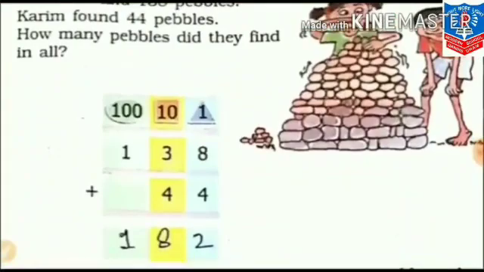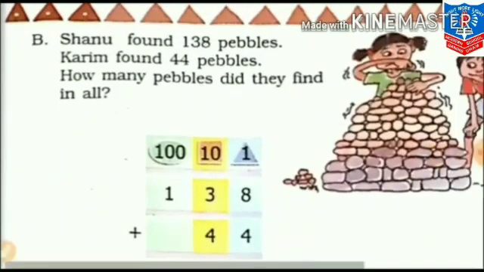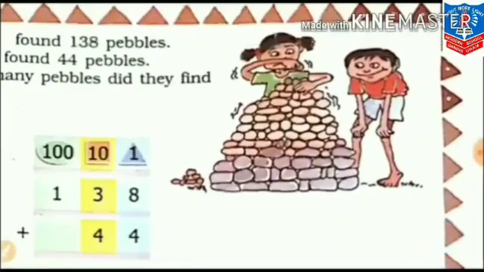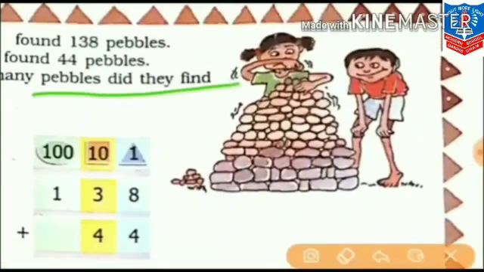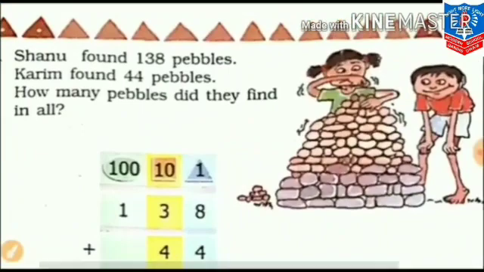Now see the next one. Shanu found 138 pebbles. Karim found 44 pebbles. How many pebbles did they find in all? In all again means it is plus. Now you are in third standard, as I told you. See, they are at different digits. 138. 8 is at the units place. 3 is at the tens place. And 1 is at the hundreds place.